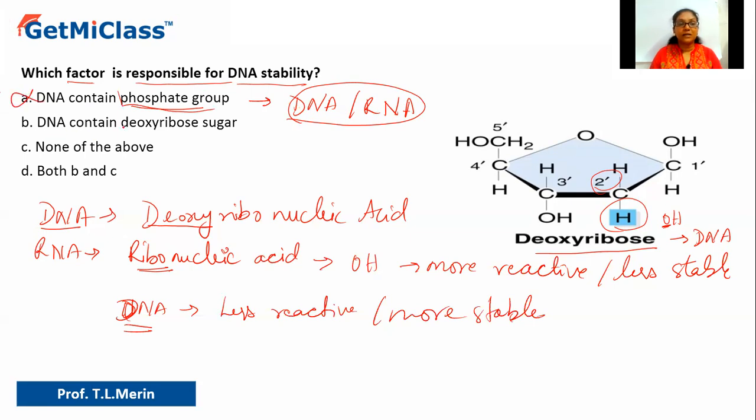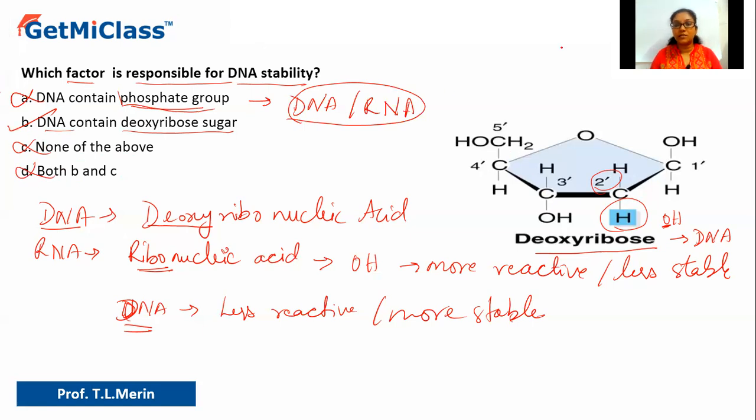Option B says contain deoxyribose sugar. So DNA contains deoxyribose sugar, which makes it stronger than the RNA. Hence, this is absolutely right as we have discussed here. Option C says none of the above, which is incorrect. Option D says both B and C, which is again incorrect because only B is the correct answer.